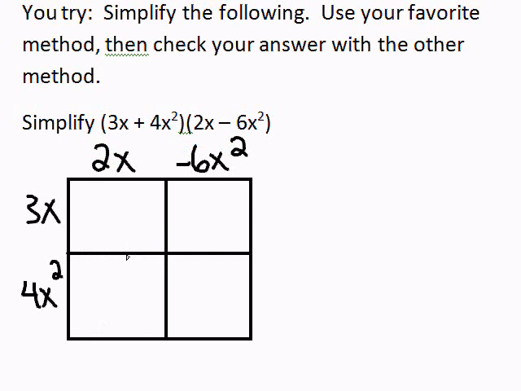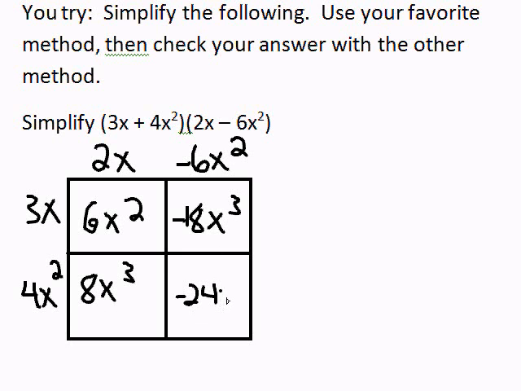So I went ahead and got us started with this Punnett square, or the box method, and I'm going to show you the distribution in this example. 3x times 2x gives us 6x squared. 3x times negative 6x squared gives us negative 18x to the third. 4x squared times 2x gives us 8x to the third. And 4x squared times negative 6x squared gives us negative 24x to the fourth. Remember again that if there's no exponent, the exponent is 1. And when you multiply like bases, you add the exponents.